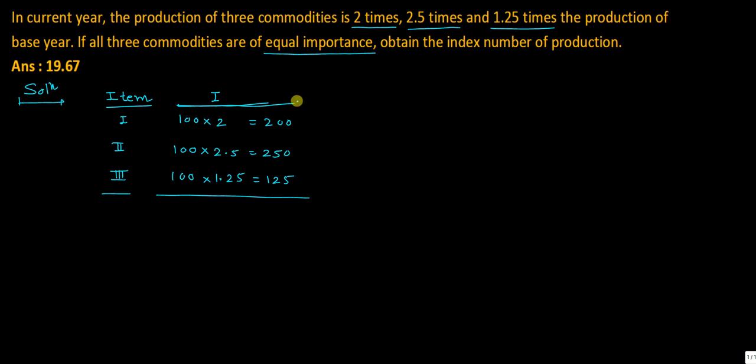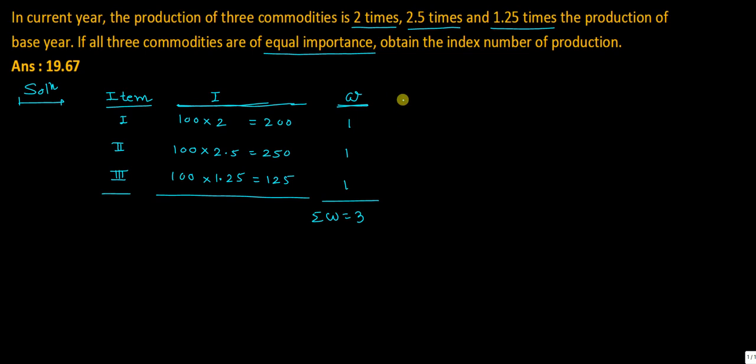See, W is given by equal importance of all three commodities. How can we put equal importance? Okay, you can put 1 1 1, 2 2 2, 3 3 3, 4 4 4, any number, but it is easy to put 1, 1, 1. Sigma W equal to 3.